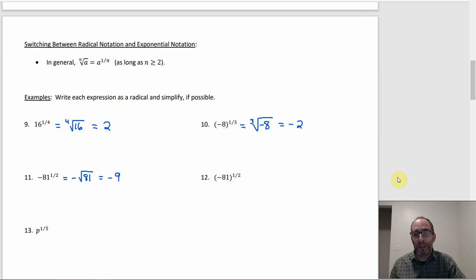With 12, with the parentheses, then the -81 is being raised to the 1/2 power. So that's going to be the square root of -81, and that is not a real number, since that's an even root of a negative. And then the last one, 13, we could rewrite that as the 5th root of p. I wanted to have one just with a variable in it, because we're certainly going to see a bunch of that in the future.